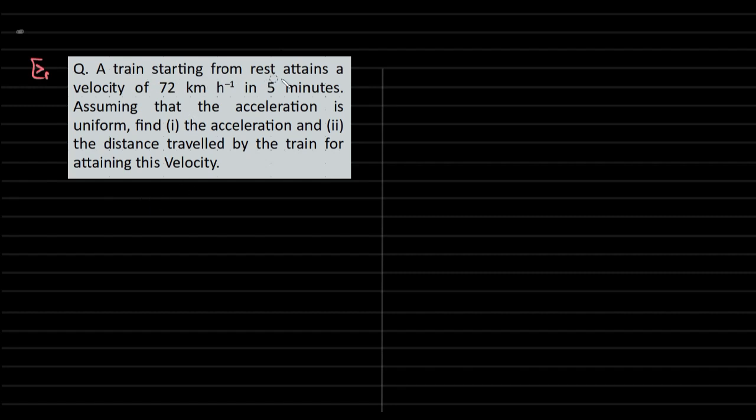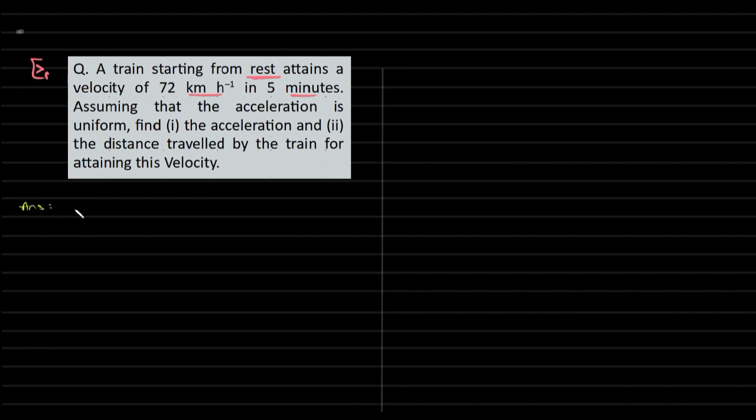A train starting from rest attains, so here the word rest is important, a velocity of 72 km per hour in 5 minutes. So this is in minutes, this is kilometer per hour. You need to make a mental note that the units are not the same. Assuming that the acceleration is uniform, find the acceleration and the distance traveled by the train for attaining this velocity.